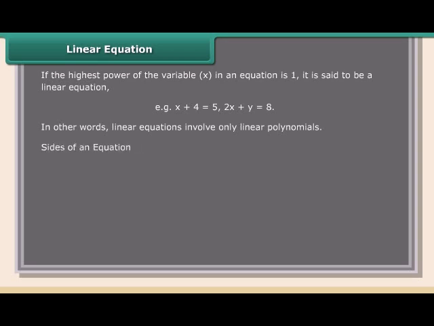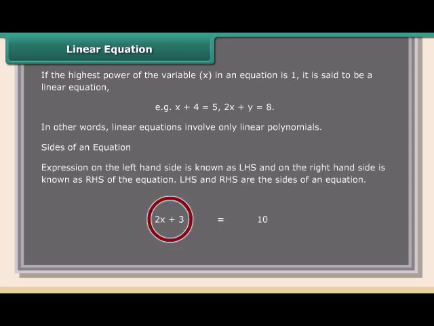Sides of an equation. The expression on the left-hand side is known as LHS and on the right-hand side is known as RHS of the equation. LHS and RHS are the sides of an equation.